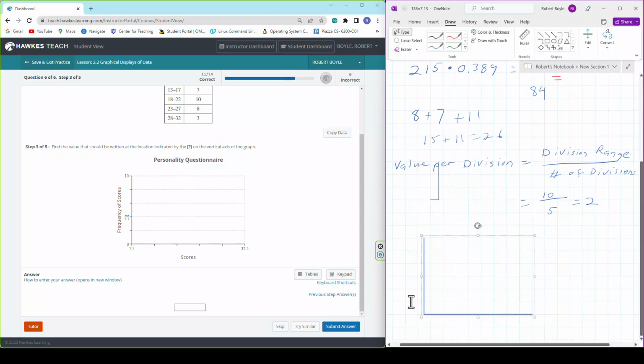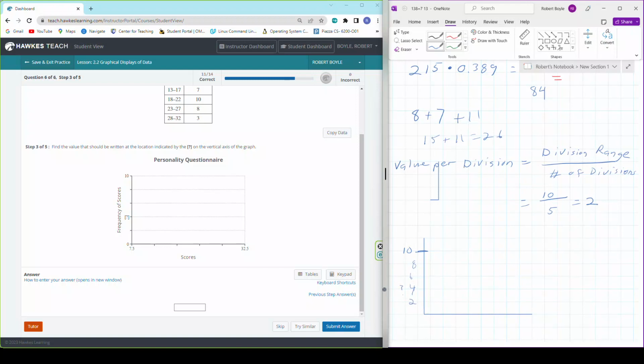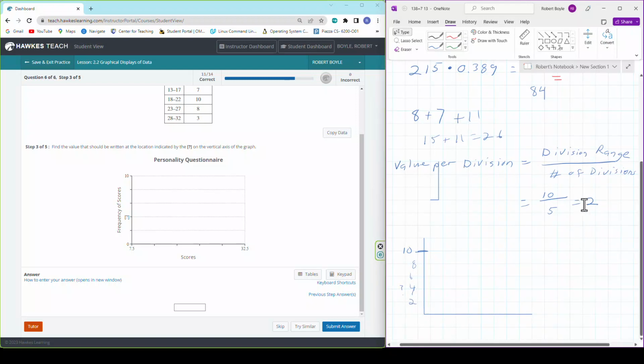Okay, so we have 1, 2, 3, 4, 5. So right here is 10. And since we have 2 per division, this is 0, of course. This will be 2, 4, 6, and 8, and then 10. So the question mark is right here. This value is going to be 4. Once again, since each division is worth 2: 2, 4, 6, 8, 10. So this one here is going to be 4.